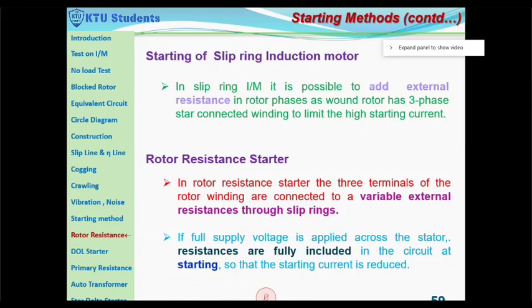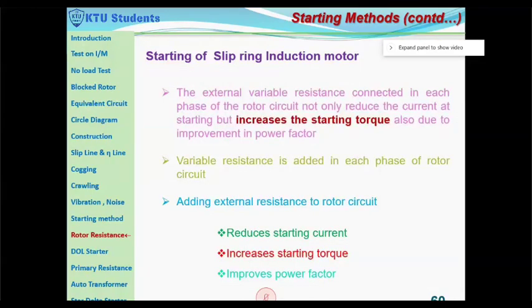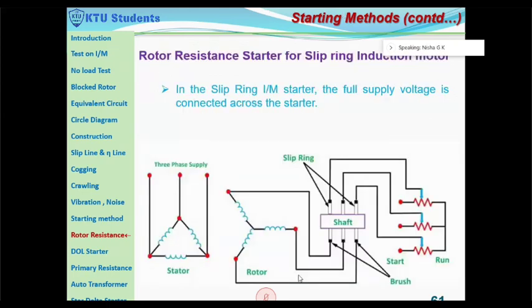If full voltage is applied across the stator, the resistances are fully included in the circuit at starting, so that the starting current can be reduced. If you have the full resistance, that means you can reduce the starting current. The external resistance connected in each phase of the rotor circuit not only reduces the starting current but also increases the starting torque, since we have an improvement in power factor. So adding the external resistance in the rotor circuit reduces the starting current, increases the starting torque, and improves the power factor.